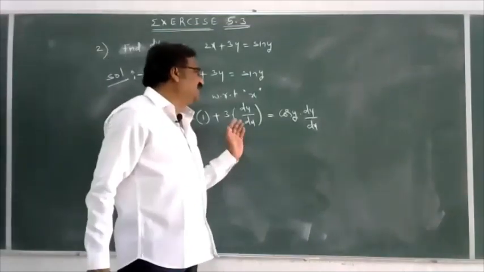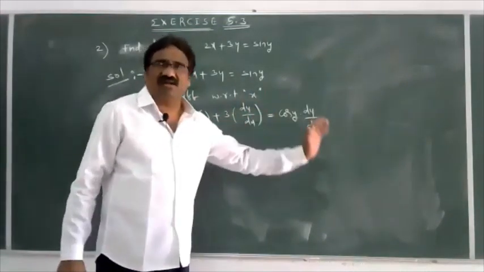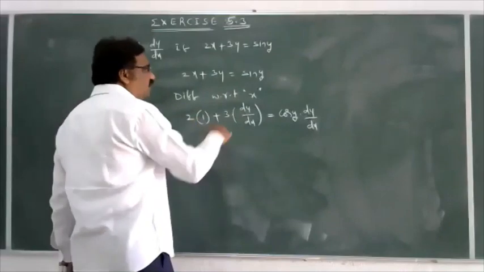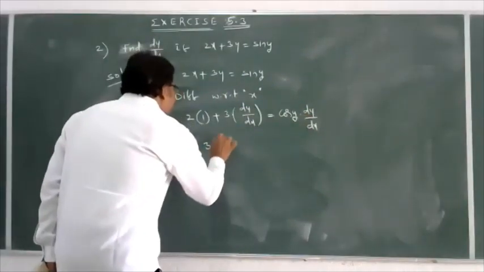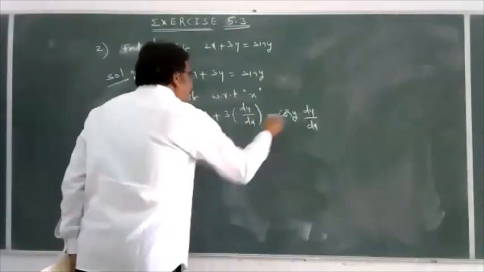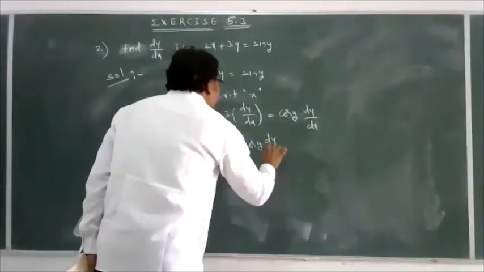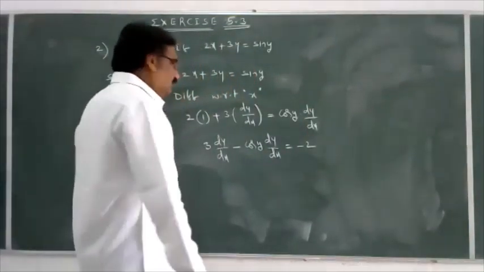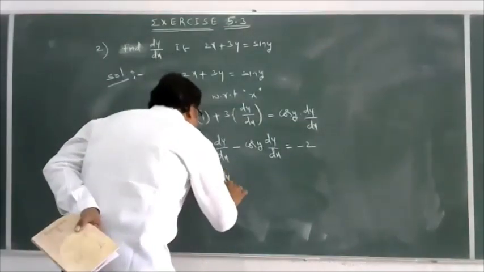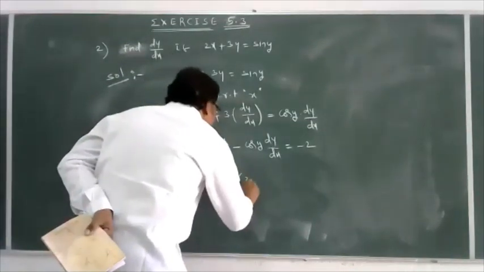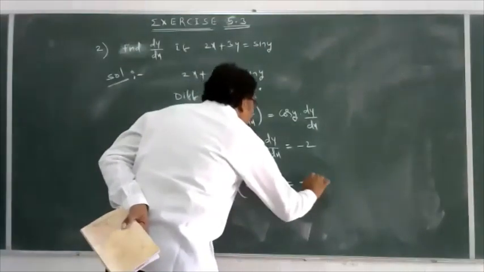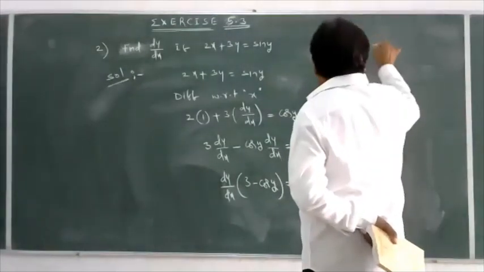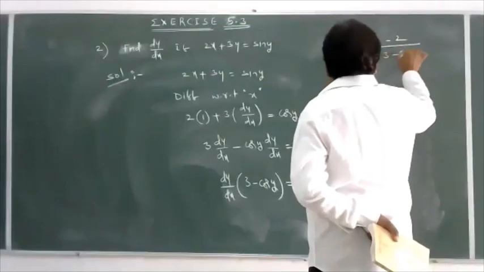You bring all dy by dx terms to one side, the remaining terms to the other side. For example, you bring the cos y into dy by dx to the LH side, and the 2 to the RH side. Then you get 3 into dy by dx minus cos y into dy by dx is equal to minus 2. So dy by dx is common. Here you get 3 minus cos y is equal to minus 2. Then the final answer is dy by dx is equal to minus 2 by 3 minus cos y.